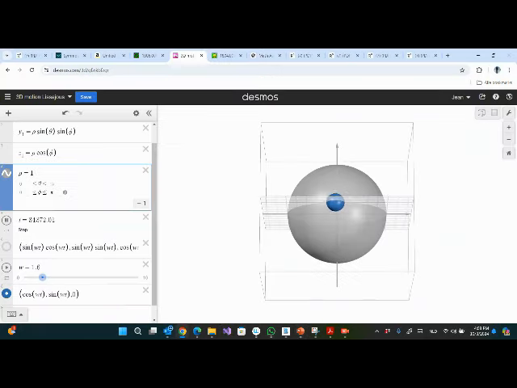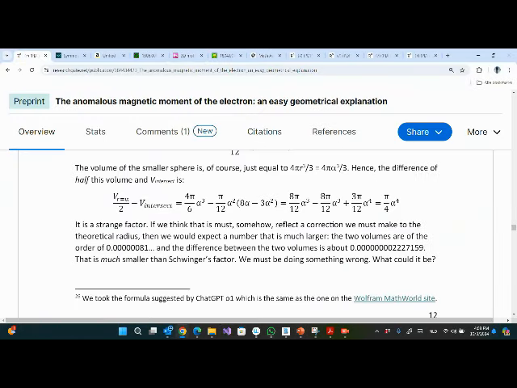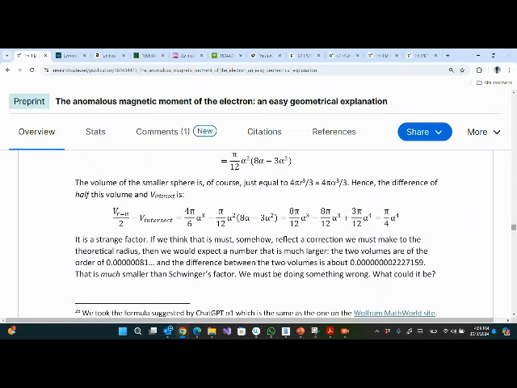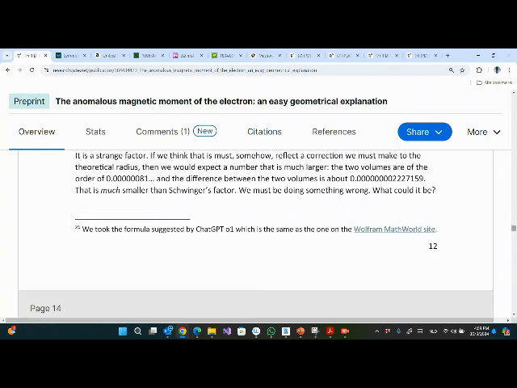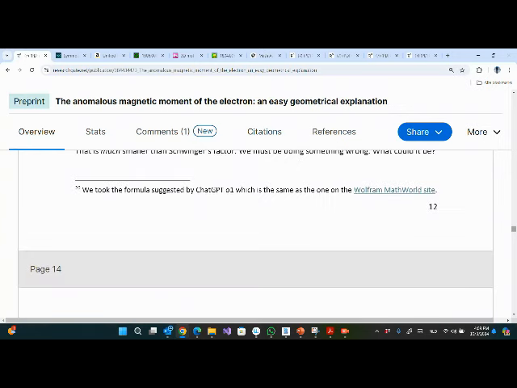That differential volume, and then let me go to my paper, the annex. It's difficult to lose track. We get a factor which is equal to P divided by 4 times the fine structure constant to the power 4. That's a very small value, but of course we need to realize it's a volume.